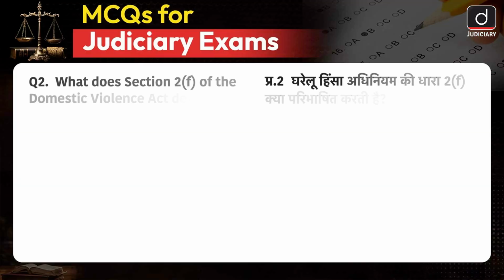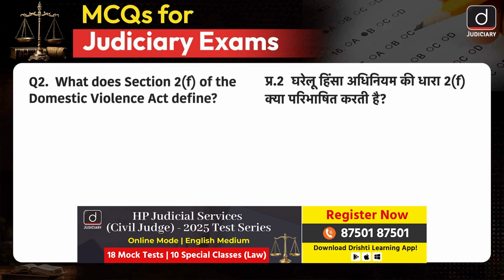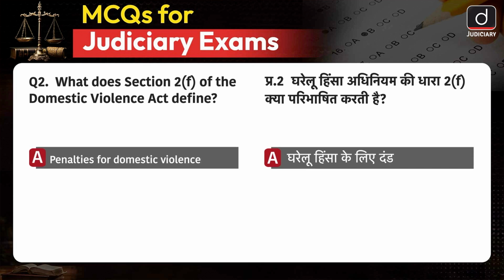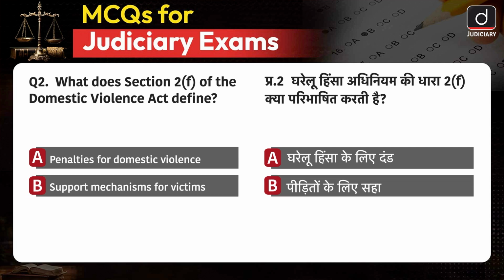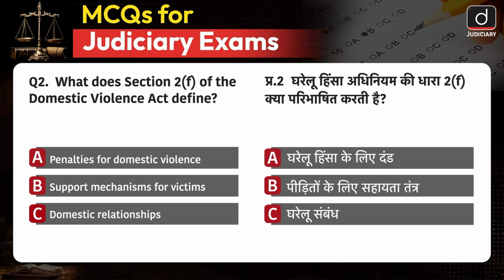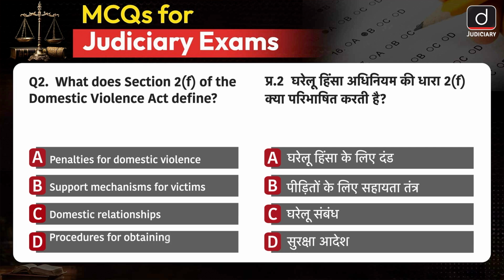Second question is, what does Section 2F of the Domestic Violence Act define? Option A, penalties for domestic violence. Option B, support mechanisms for victims. Option C, domestic relationships. Option D, procedures for obtaining protection orders. The correct answer is option C, domestic relationships.